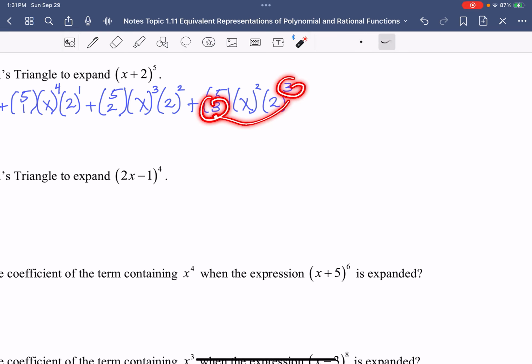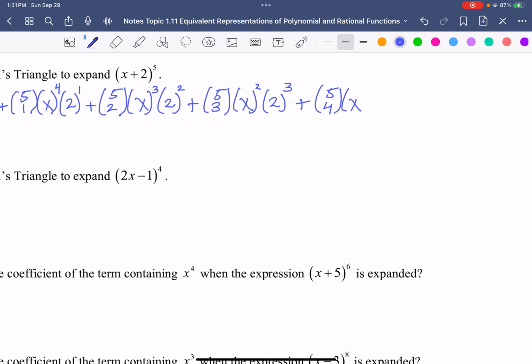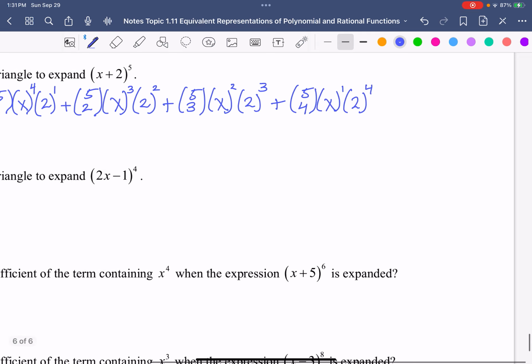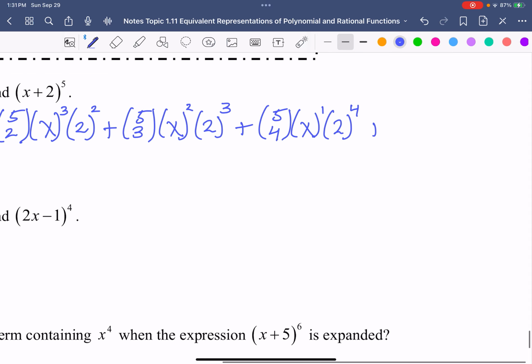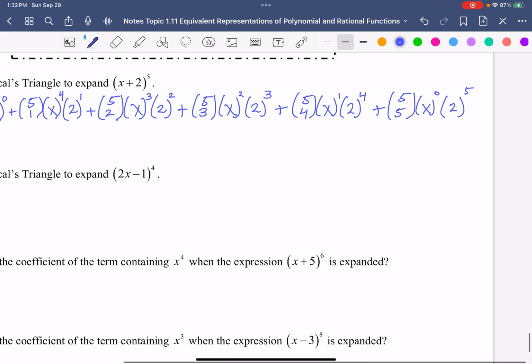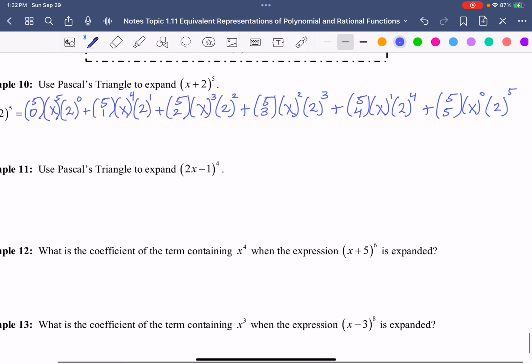These two are the same. These add up to 5. The next one is 5 choose 4 times x to the power of 1 times 2 to the power of 4. And then the last one is 5 choose 5 times x to the power of 0 times 2 to the power of 5.